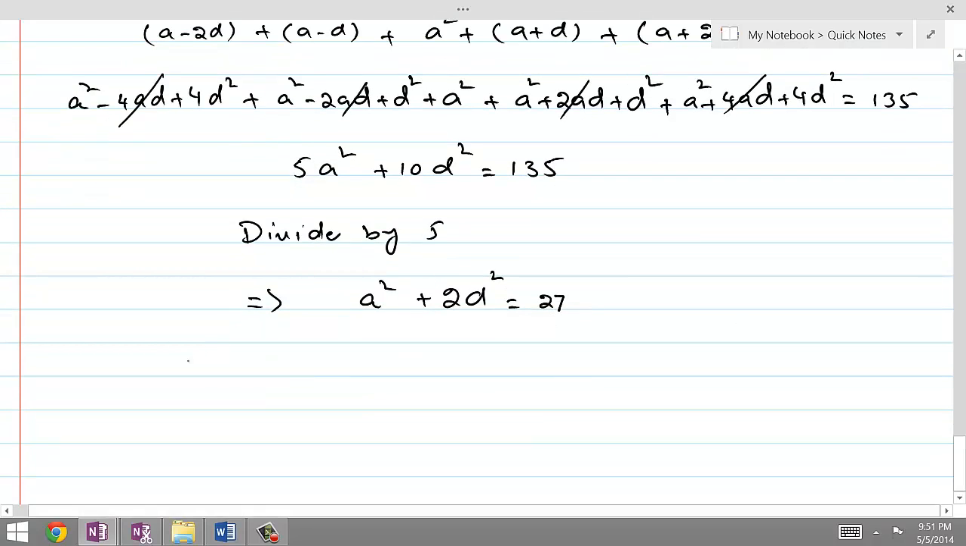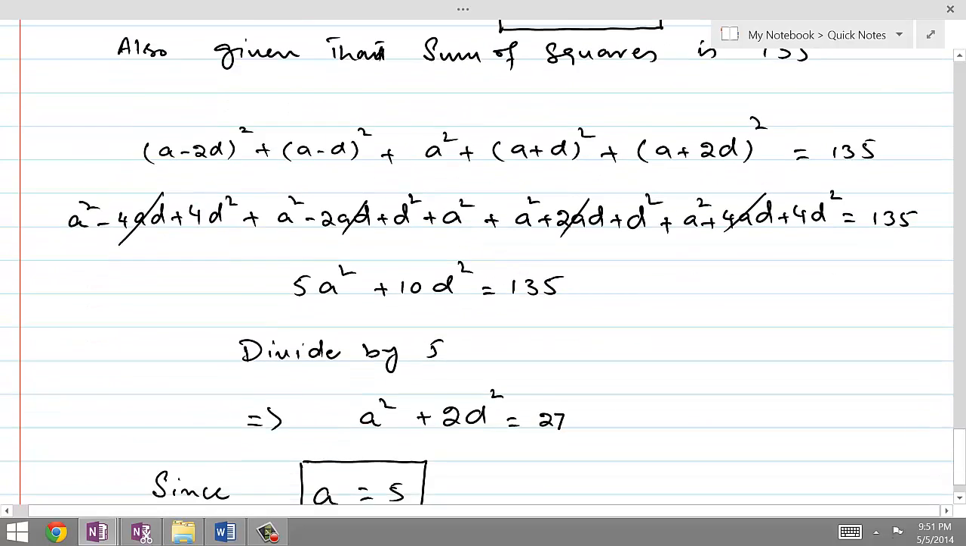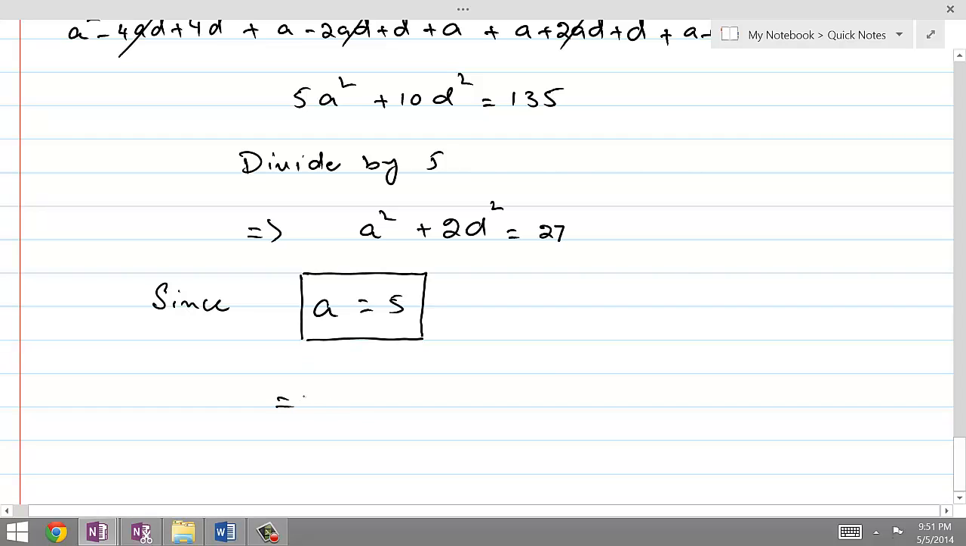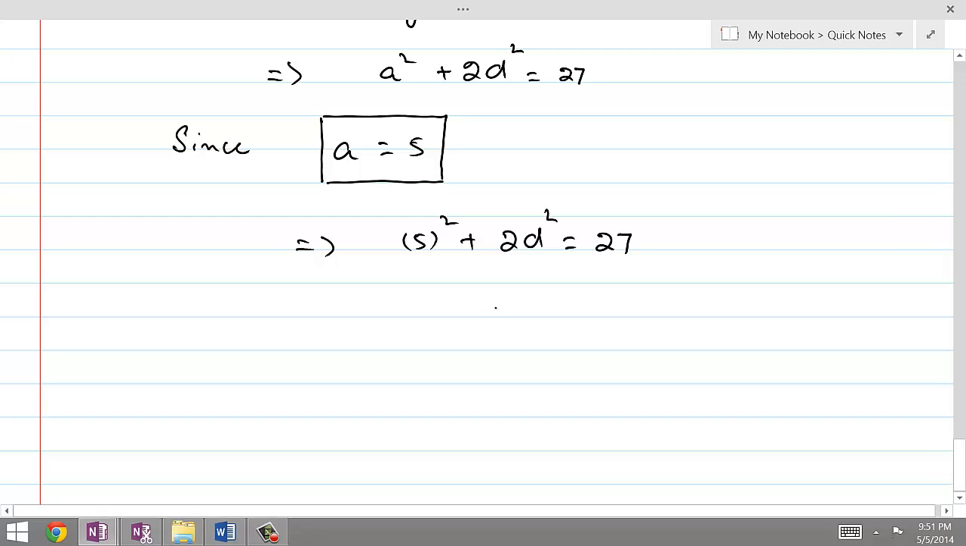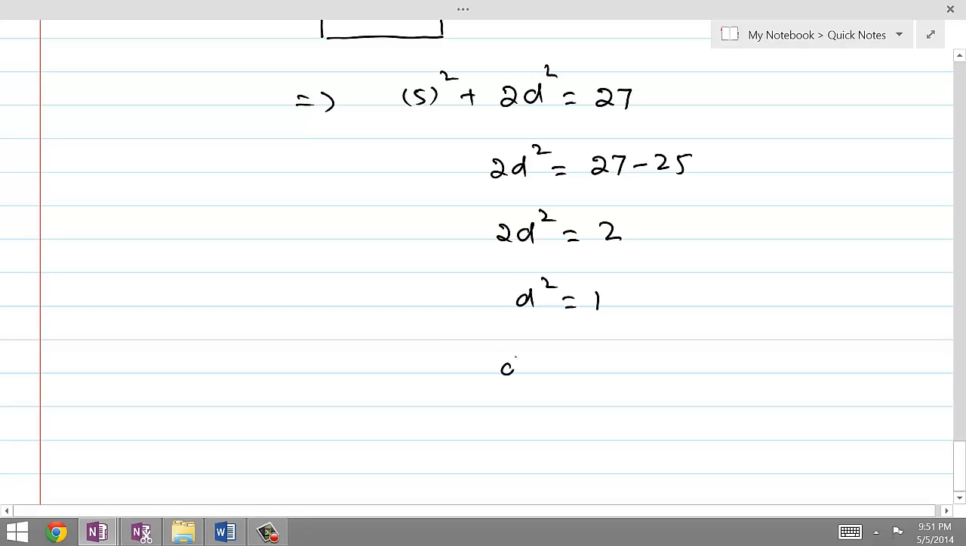And now since a was equal to 5, we already calculated that. Since a was equal to 5, therefore we get 5 square plus 2d square is equal to 27. This means 2d square is equal to 27 minus 25. This will give us 2d square is equal to 2, or d square is equal to 1. Means d is equal to plus minus 1.